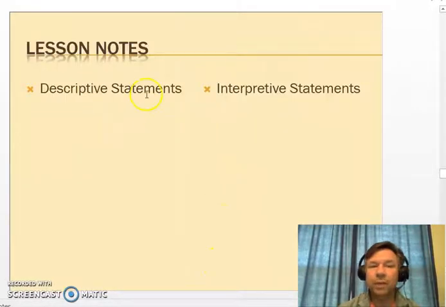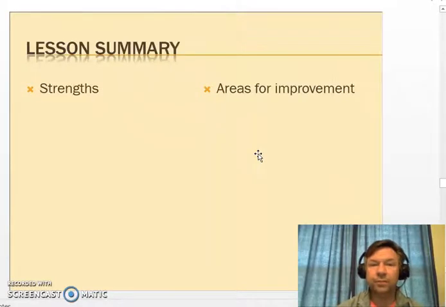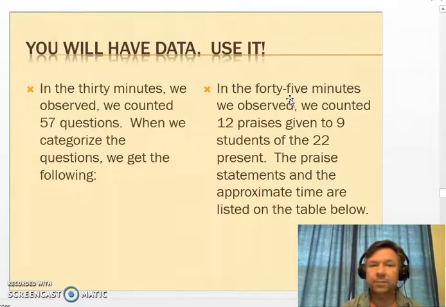You'll be making your descriptive statements as you take your notes, and then you're going to go back and make interpretive statements as you convert those into evaluative statements to show whether there is progress toward mastery of the objective or if there are concerns. You're also identifying strengths or commendations. You're looking at areas for improvement and/or recommendations.